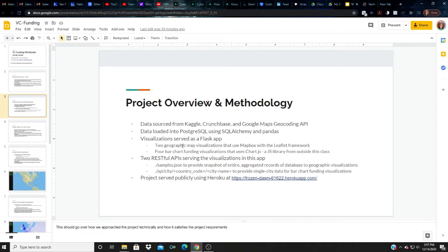And then we have 2 RESTful APIs. We would have to refine the APIs at some point if we were making this scaled. But right now the entire database is given via one of the API endpoints to load the map data for the visualizations. And then we made it so that you could get information for each city from the API, so you only need the city name and country code to get a single city's information. And then it is on Heroku, like I said.